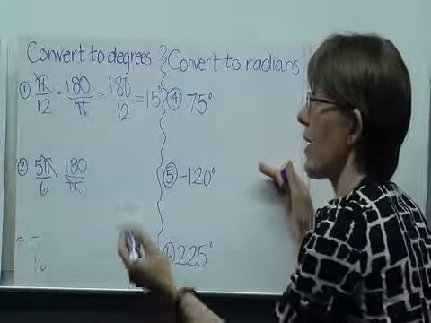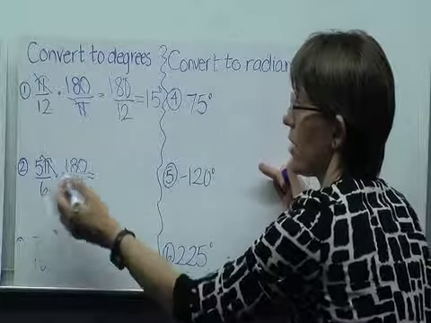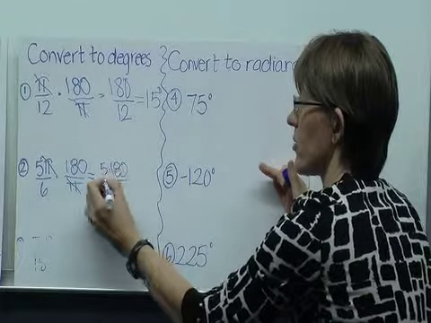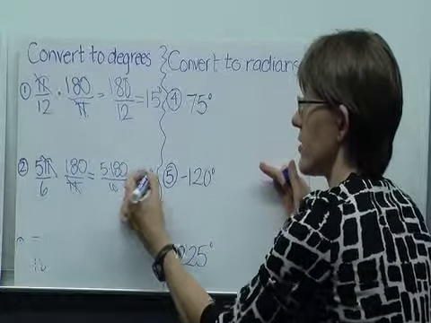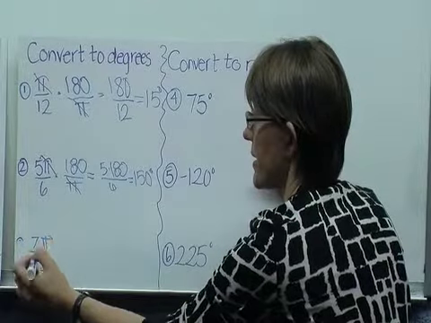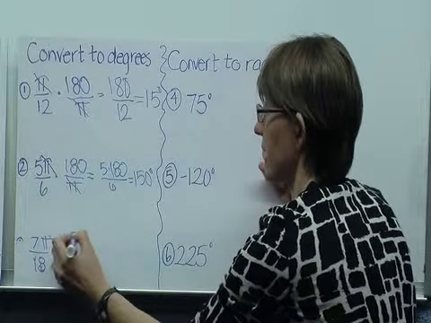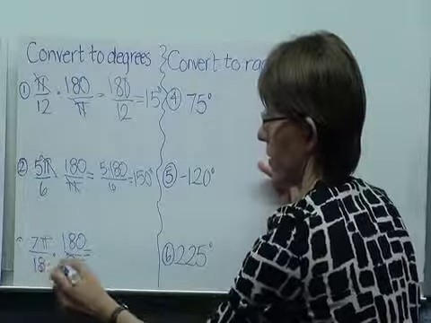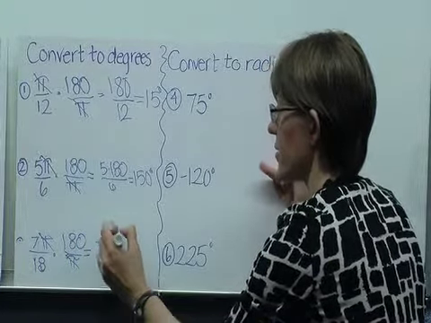Pi's will be reduced out. And I don't even multiply these together. I do try to reduce. I have 5 times 180 over 6, and that's going to equal 150 degrees. And then finally 7 pi over 18, multiplying by 180 over pi. Doing some reducing here, I end up with 70 degrees.